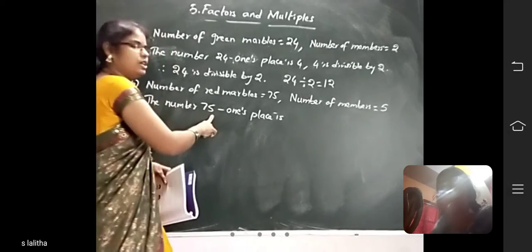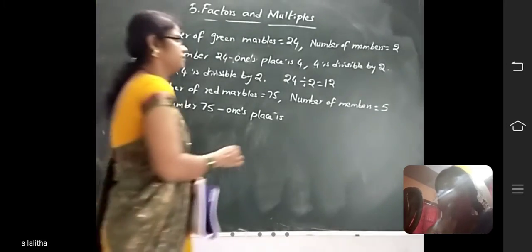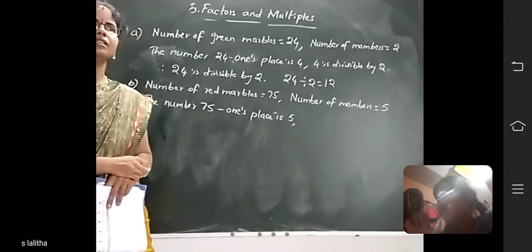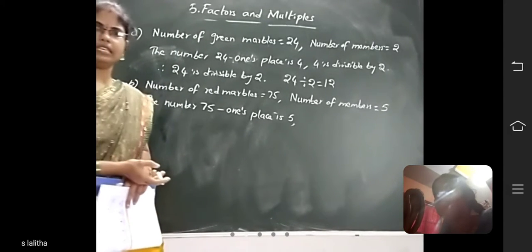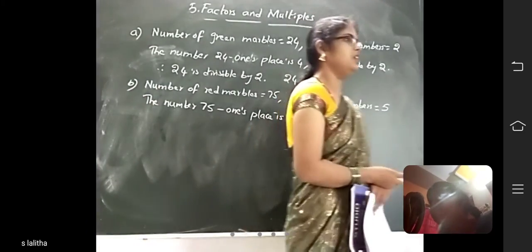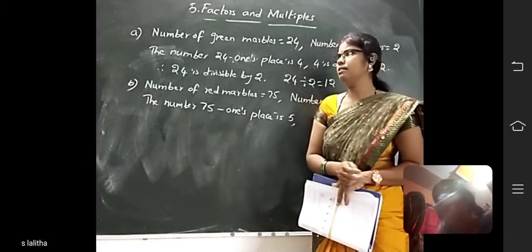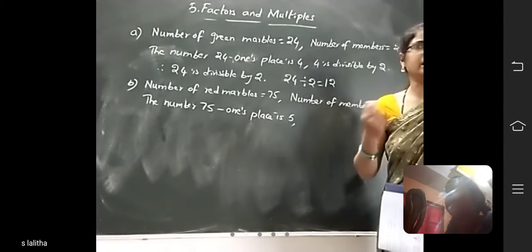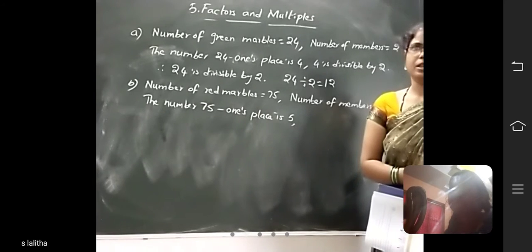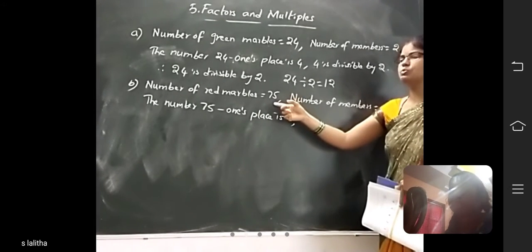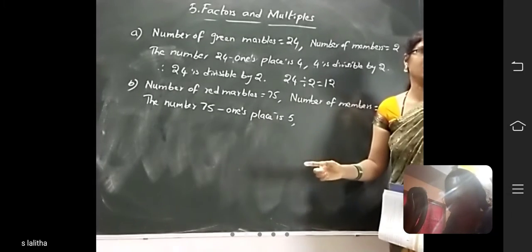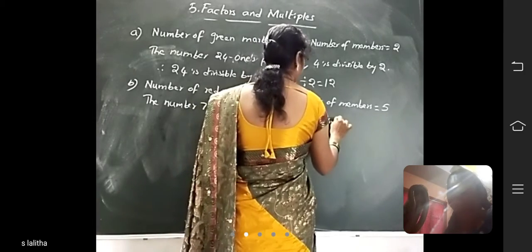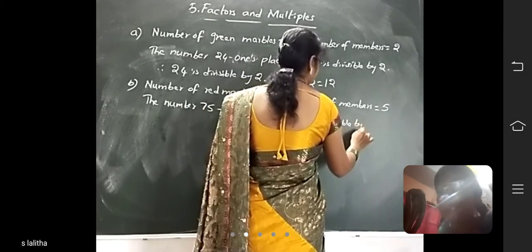Ones place is, what is the ones place here? 5. So 5 is divisible by 5 or not? Yes. So in the table of 5, the test for divisibility by 5 is: the number having ones place 5 or 0, then that number is divisible by 5. So here 75, ones place is 5. 5 is divisible by 5.